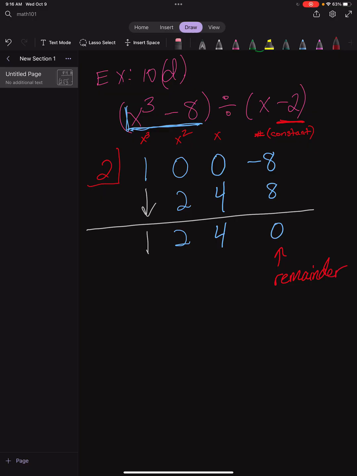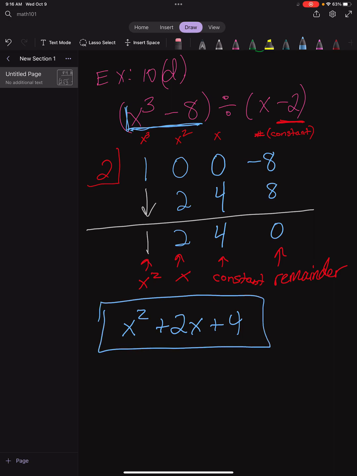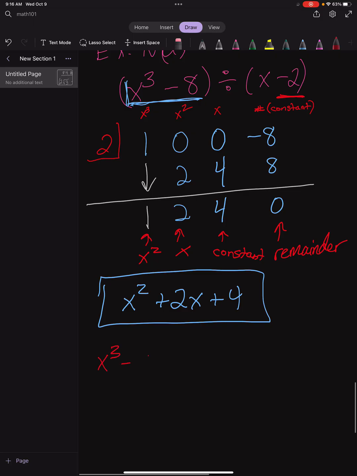So now we have to translate this. This is my constant. This is my coefficient of x. This is my coefficient of x squared. So my final answer would be 1x squared plus 2x plus 4 with a 0 remainder. And if you look in your book, that's the same answer that you get. So what that means is I can write x cubed minus 8 as the thing I was dividing by, x minus 2, times my answer, x squared plus 2x plus 4.